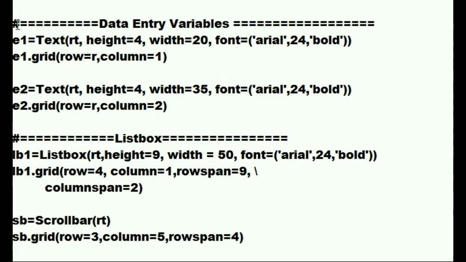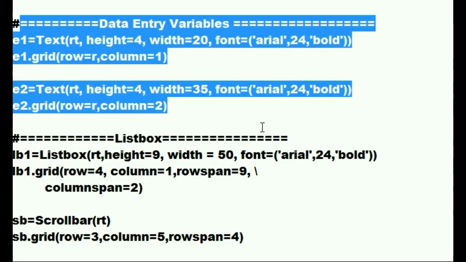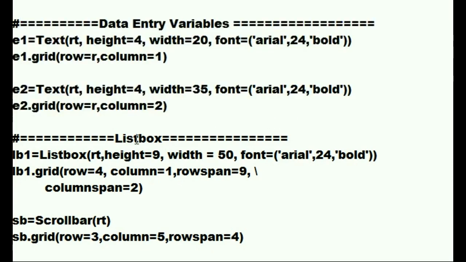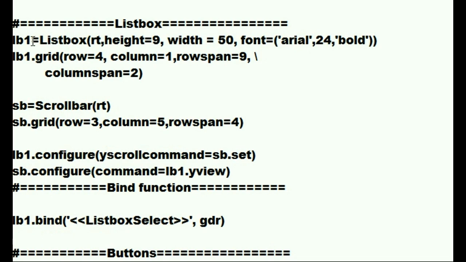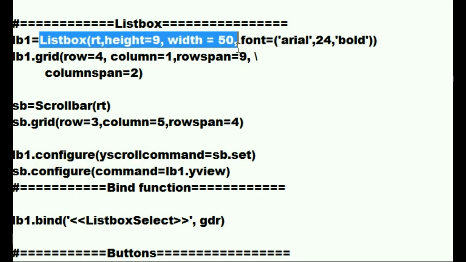In our previous video, we covered up to and including the data entry variables. Let's now continue on with the list box. I call the list box function. I tell it to put itself into the root window. Height is 9, width is 50.